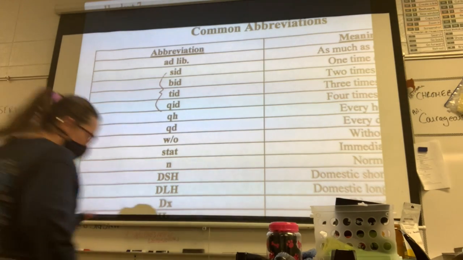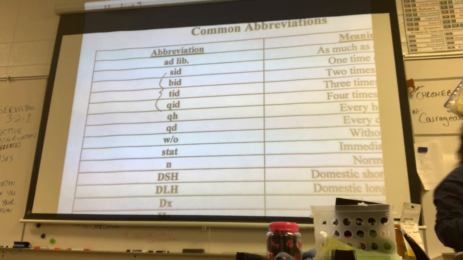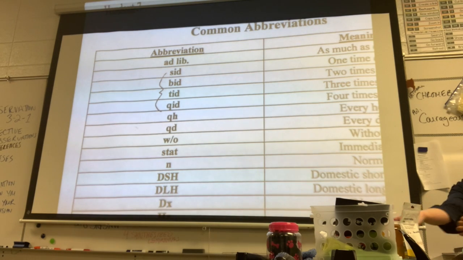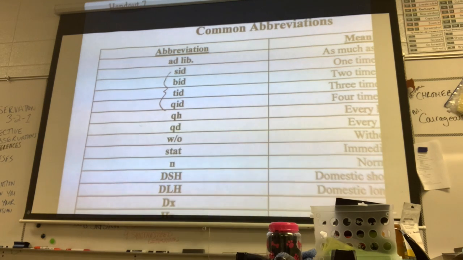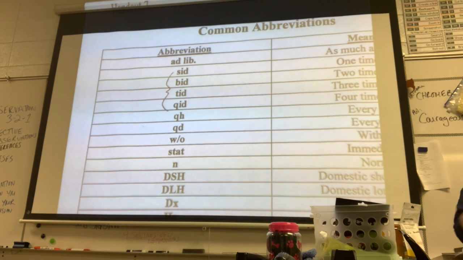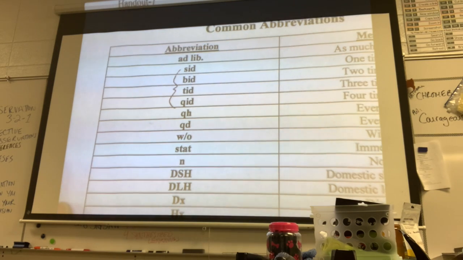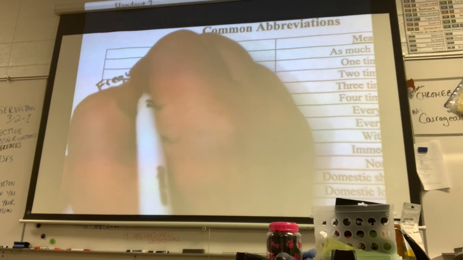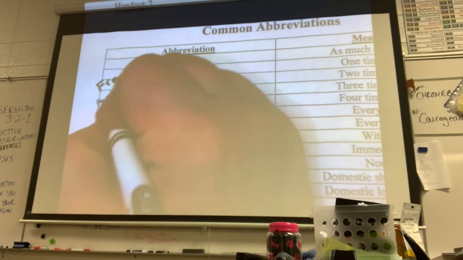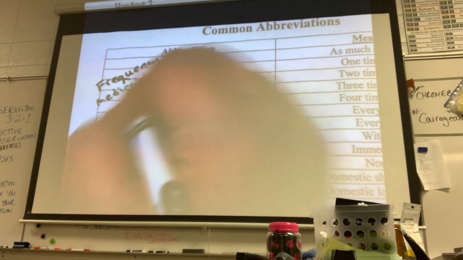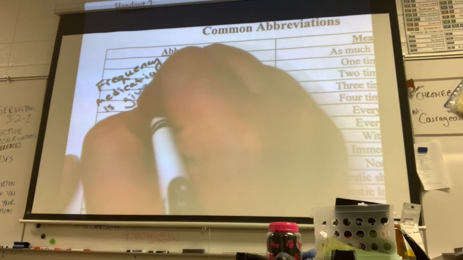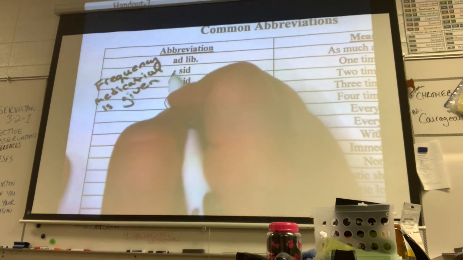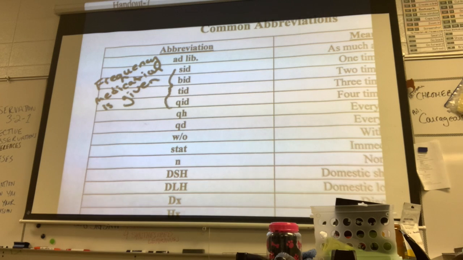All right, so we're going to talk about abbreviations. These first four, right, the SID, BID, QID, TID, are going to be the ones that you see. I will say QID you don't see as often. But when we look at this, this is talking about the frequency that medication is given. So when we talk about SID, BID, QID, we're talking about the frequency that medication is given.